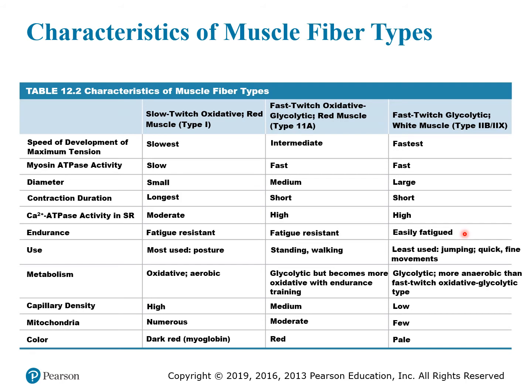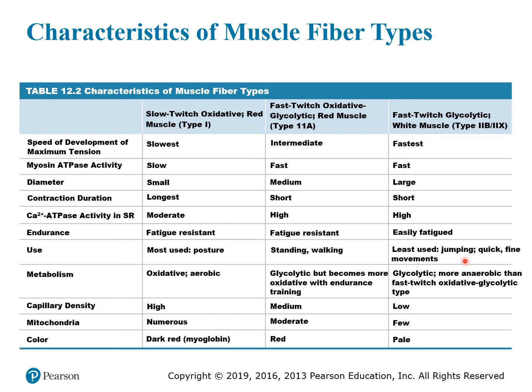And so you will find that you rely on these muscles when you want to, for example, jump. You want that burst of energy to help you jump really fast, but you will notice that you will get tired pretty fast. And so basically for those quick, fine movements, you would want to have more of those fast twitch glycolytic fibers.